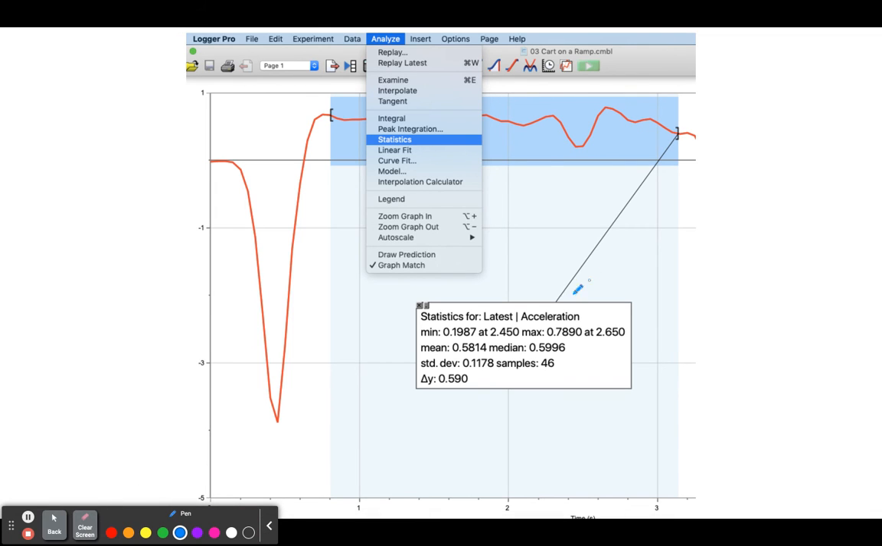It's going to give you the mean or average value for acceleration, which you might be able to read just from your graph. But we have 0.58 meters per second squared. Okay, and my previous velocity versus time graph, the slope of that line from the velocity versus time graph was actually 0.59 meters per second squared. So very, very close.